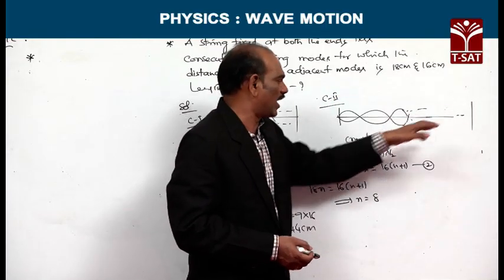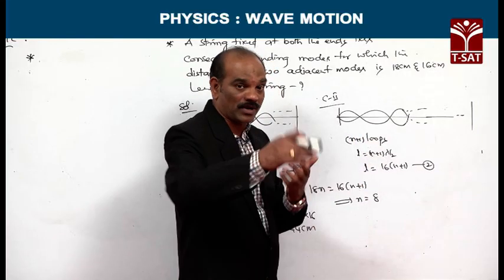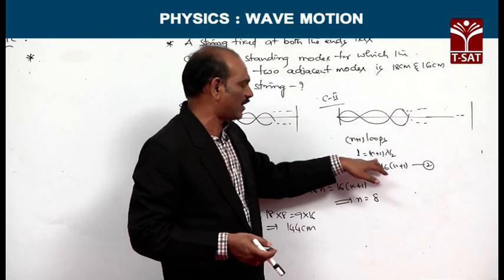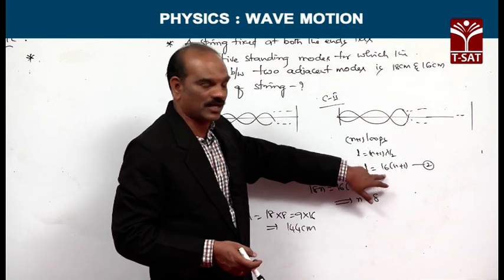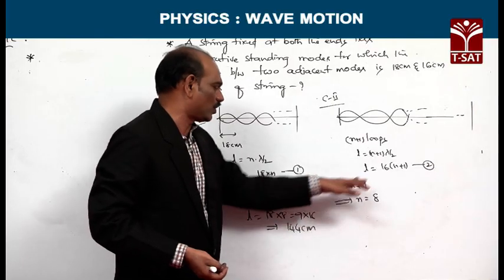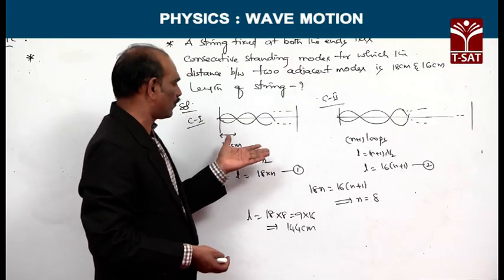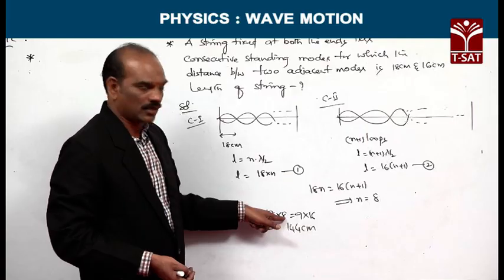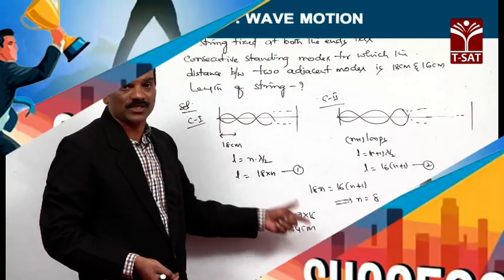In the consecutive mode, as lambda by 2 is 16, which is less, the number of loops is more. Consecutive means n plus 1. So for the same length of string, L is n plus 1 into lambda by 2, which is 16, equation 2. For both the strings, the length is the same. Equating 1 and 2, we get n is equal to 8. So 8 loops are formed in this one. Therefore, to find the length of the string, L is equal to 18n, 18 into 8, or using this one, 16 into 9. Therefore, 144 cm is the length of the string.